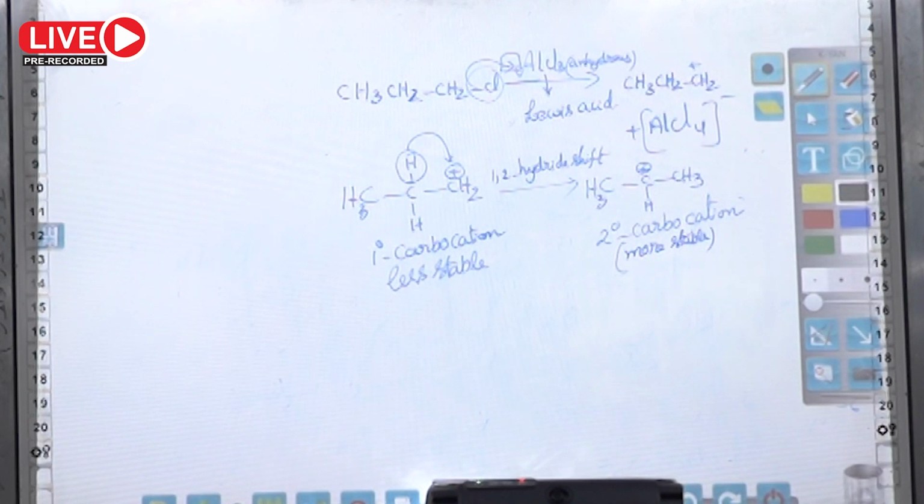So carbocation stability is explained by plus I effect and hyperconjugation. What is hyperconjugation? Sigma-P overlap. All these should continuously work in your brain.